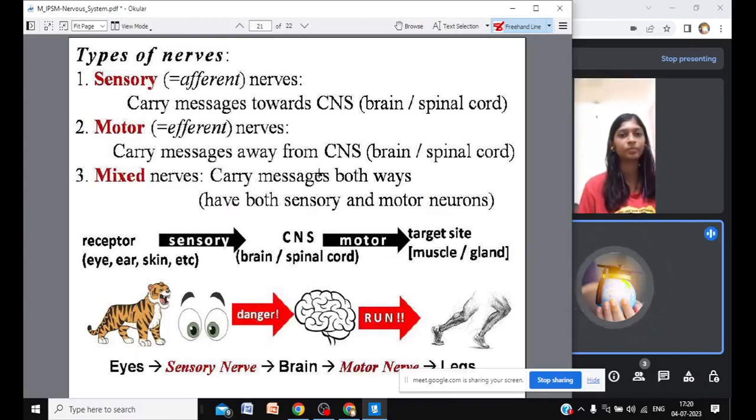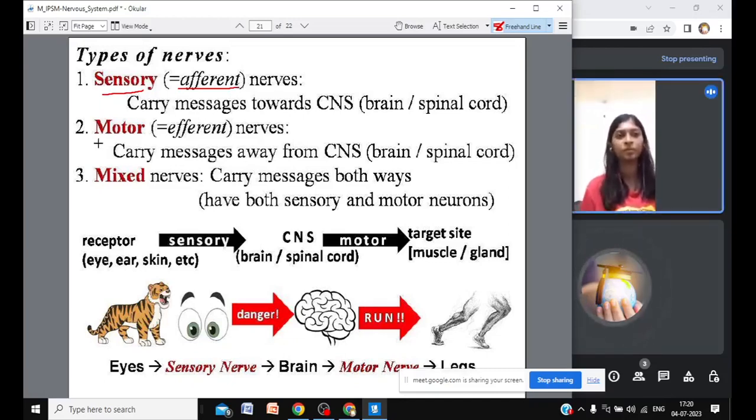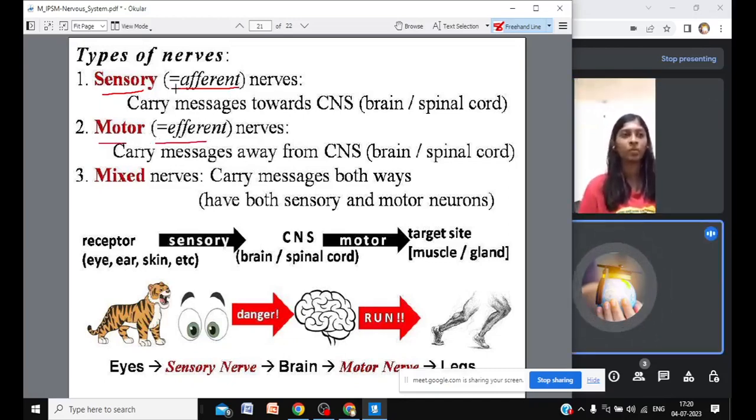Now, we have got two types of nerves. Sensory, also called afferent. This is not in your book, but we have given it. The other name for sensory is afferent, and motor is called efferent. Only the first letter is different, A and E. So sensory or afferent, and motor or efferent.